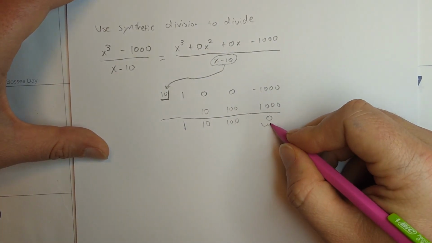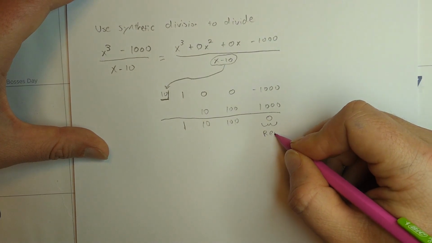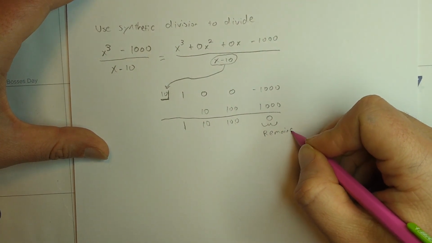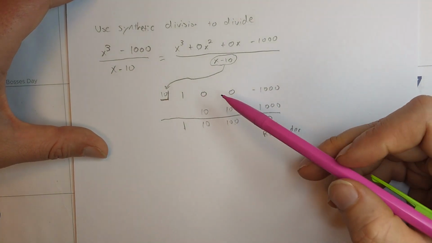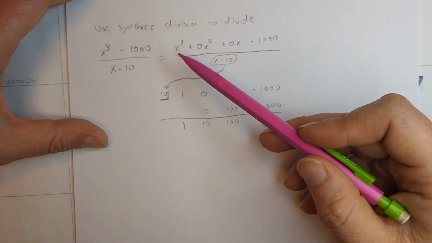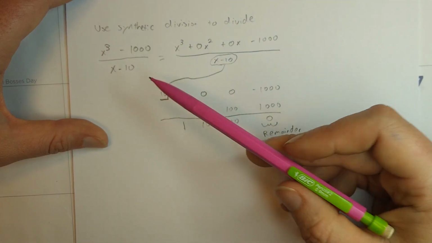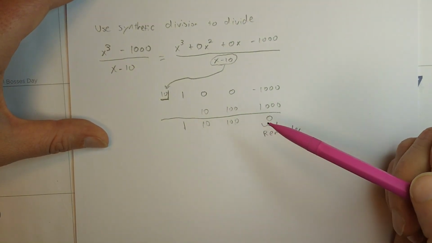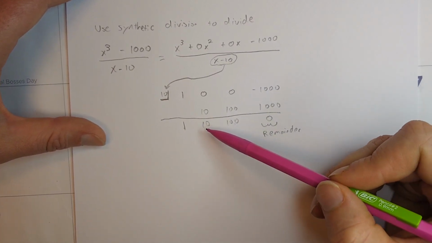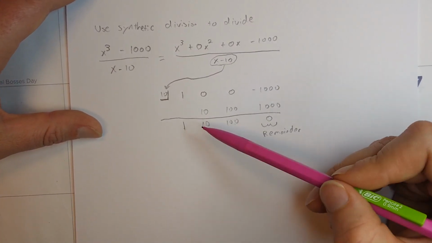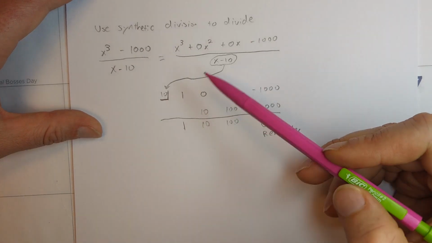And if you recall, that number, that's our remainder. Since our remainder is 0, that means that this evenly divided. When we divided this polynomial by x minus 10, we don't get a remainder. We just have this new polynomial. And once again, to get that polynomial, we're using our new coefficients, 1, 10, and 100.